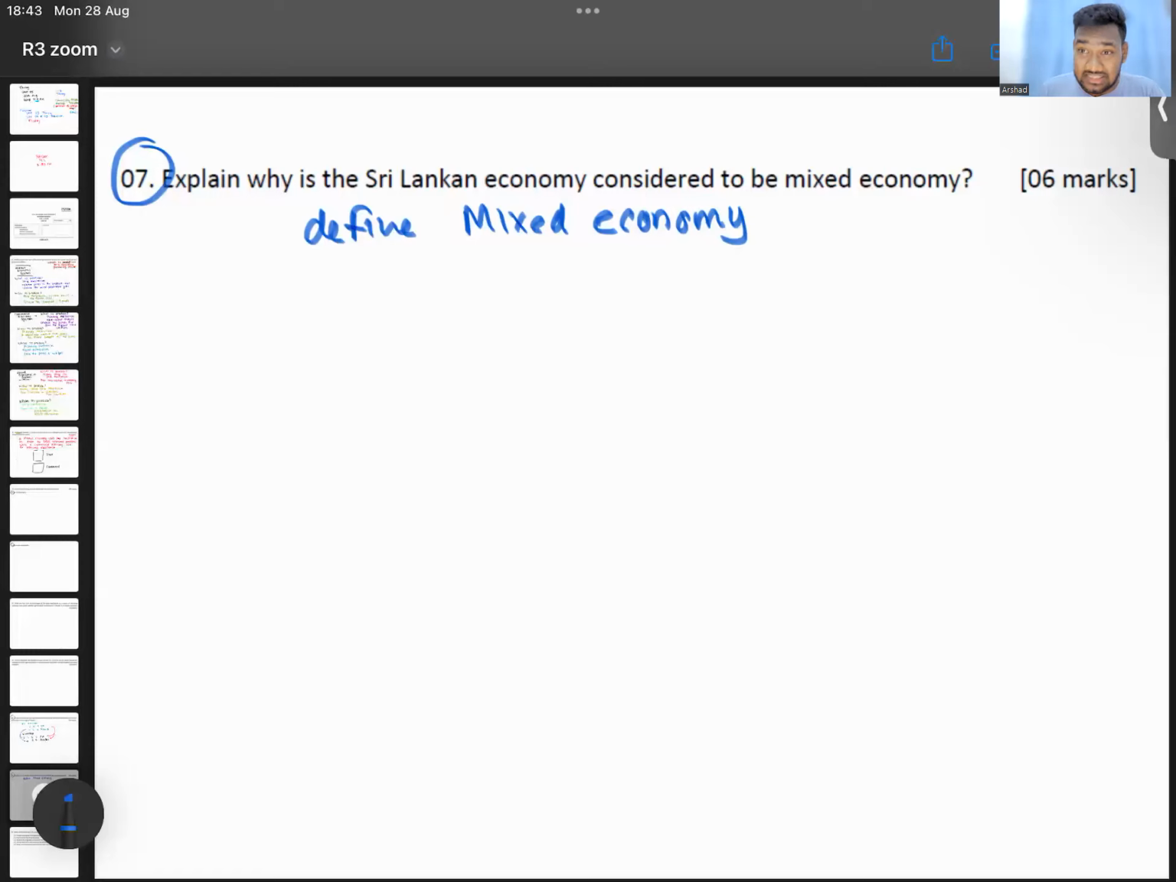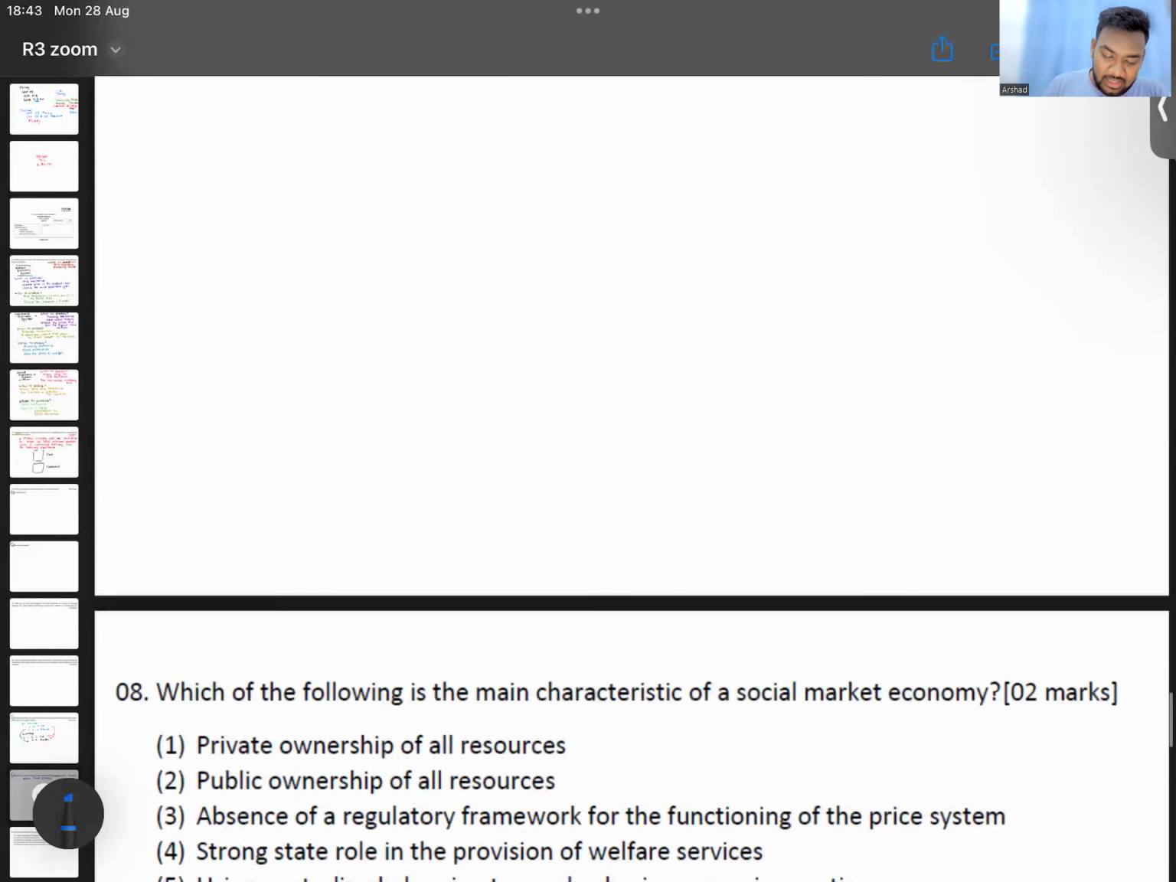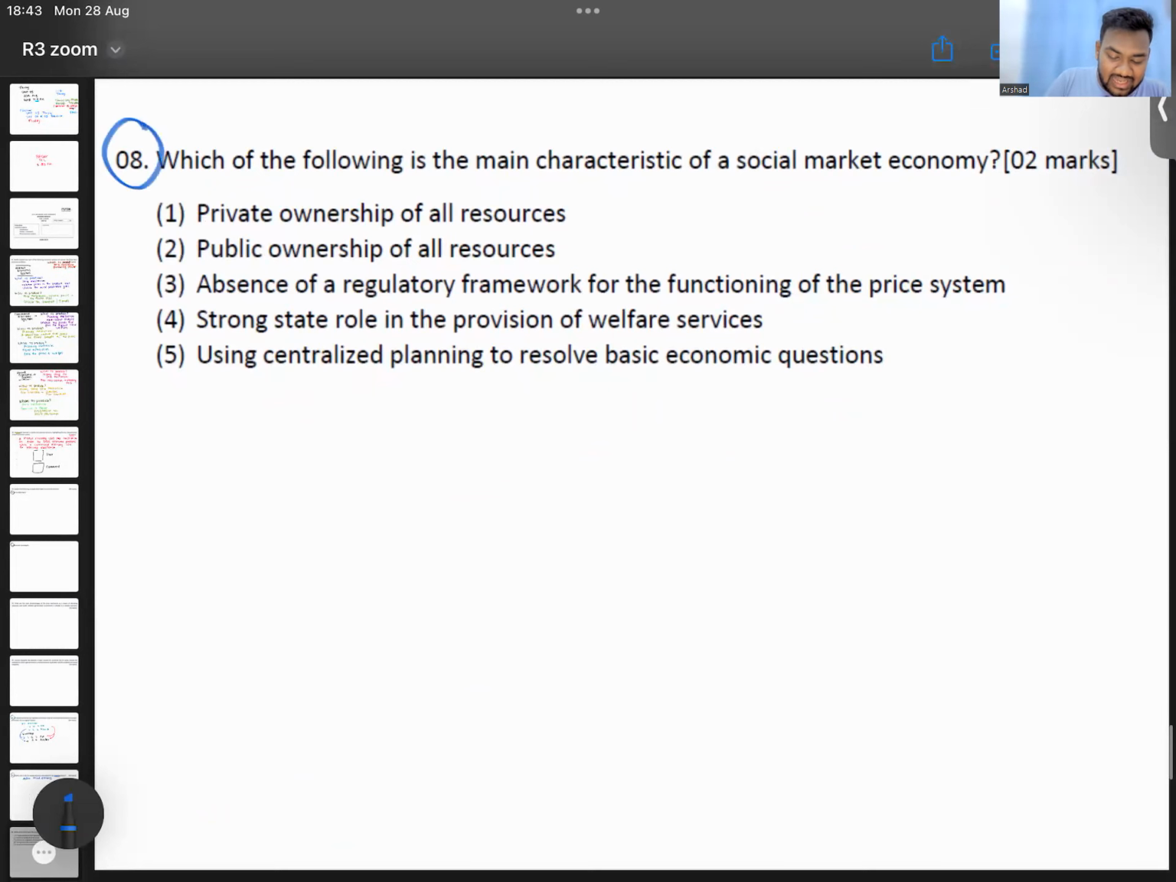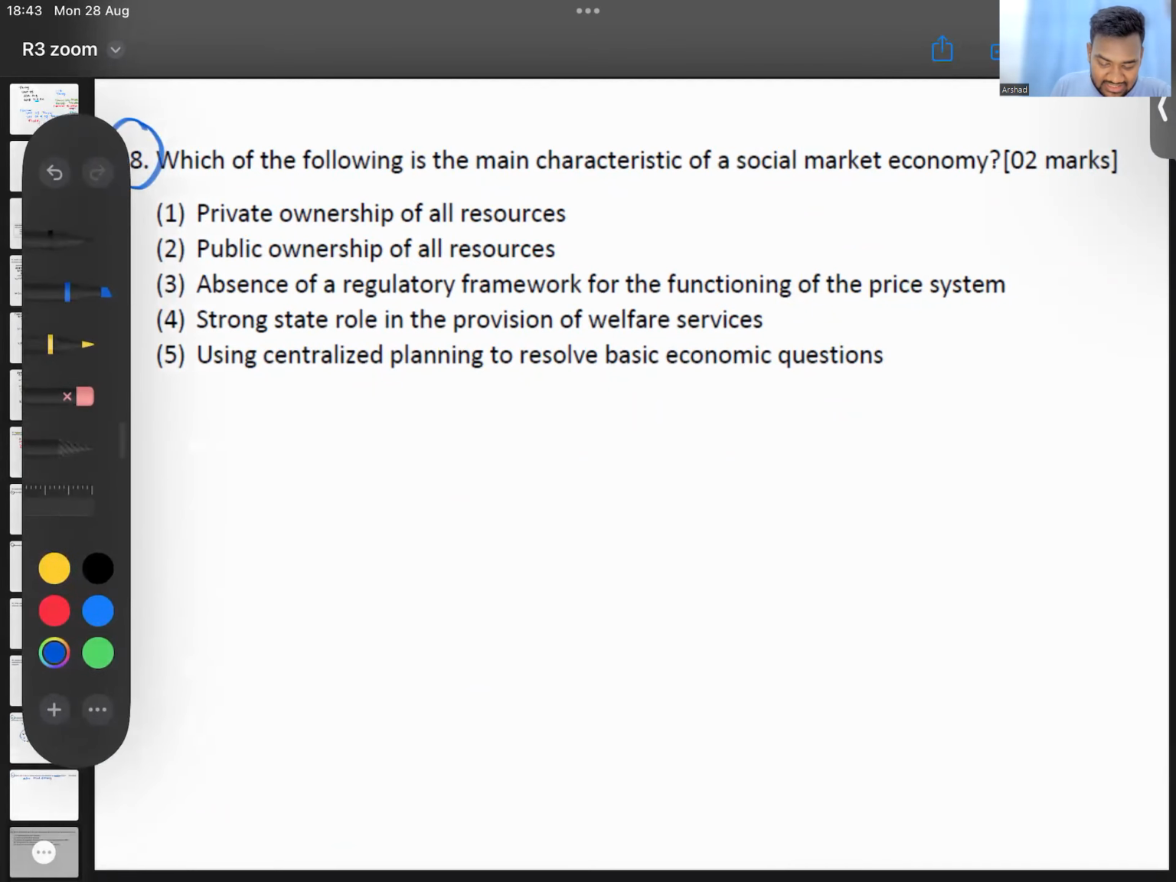I'll give you an answer which you can have a look at, but make sure you write it yourself. So, how is Sri Lanka a mixed economic system? Then question number 8, guys. Final 2 questions. Okay, can you at least give me an answer? This is an MCQ, guys. If you have not fallen asleep, give me an answer.